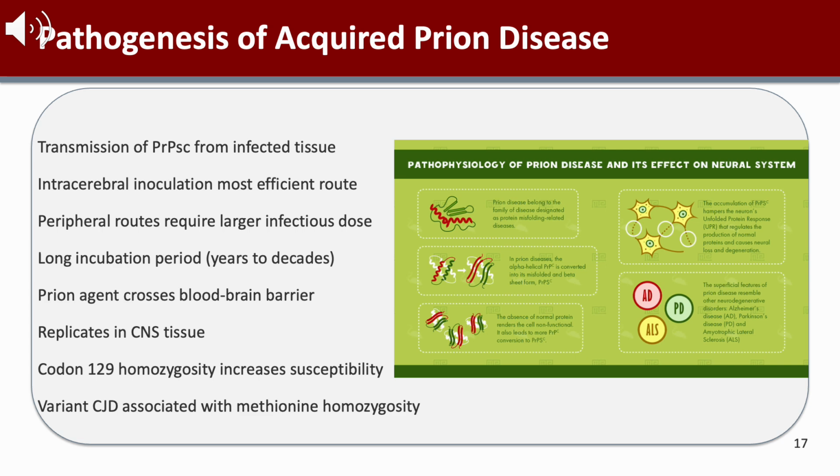The codon 129 polymorphism plays an important role in susceptibility to acquired disease. Notably, variant Creutzfeldt-Jakob disease from bovine spongiform encephalopathy is almost exclusively seen in individuals who are homozygous for methionine at codon 129, suggesting that this genotype confers particular susceptibility to oral transmission of the bovine prion.